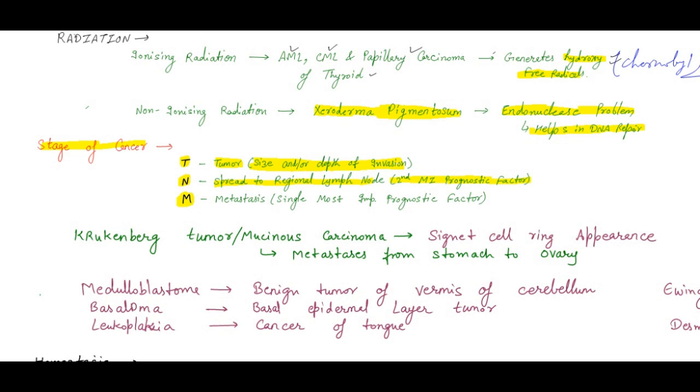Third, we have the metastasis. If it is malignant, it will lead to metastasis. That is the single most important prognostic factor. So remember the tumor, then the progression or spread to the regional lymph nodes.